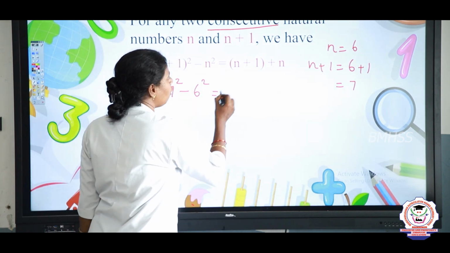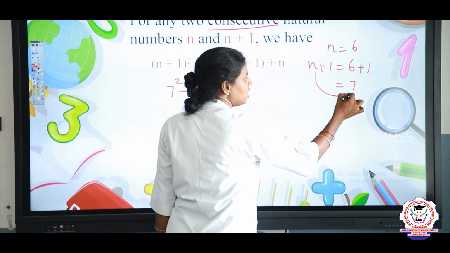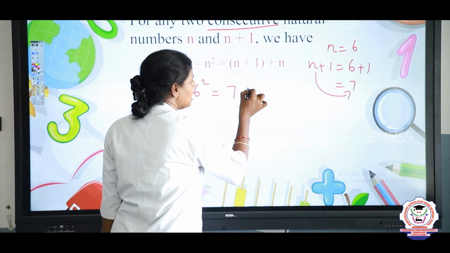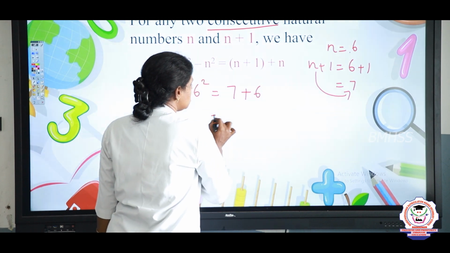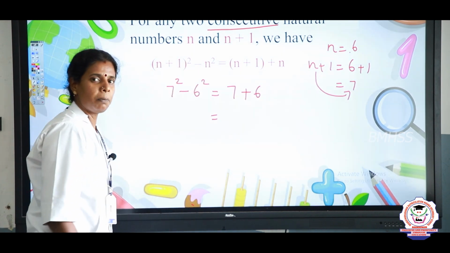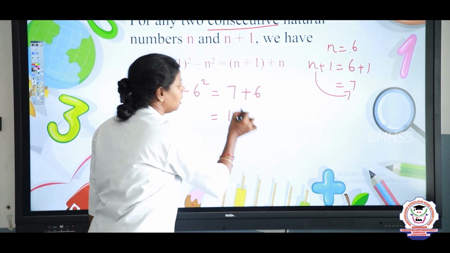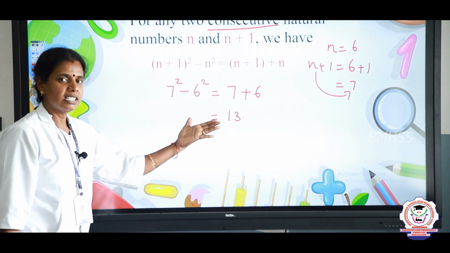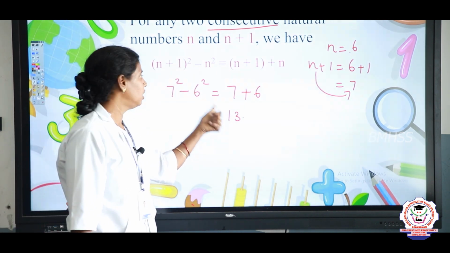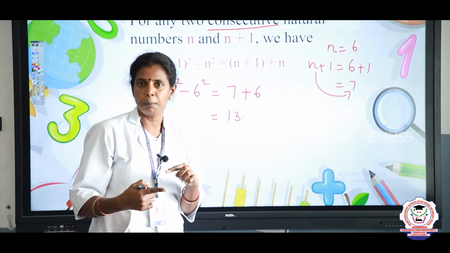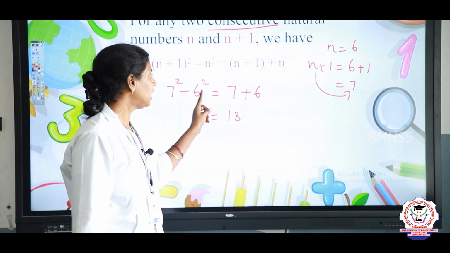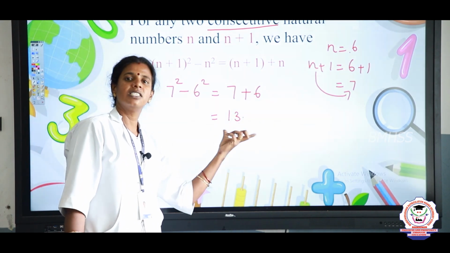What is the value of n plus 1? n plus 1 is 7, plus, what is n? n value is 6. So just by adding these 2, 7 plus 6 is 13. Directly we can give the answer using the property, children. See, 7 square minus 6 square, you don't want to square the number and find the difference. Directly we can write 7 plus 6 which is 13.